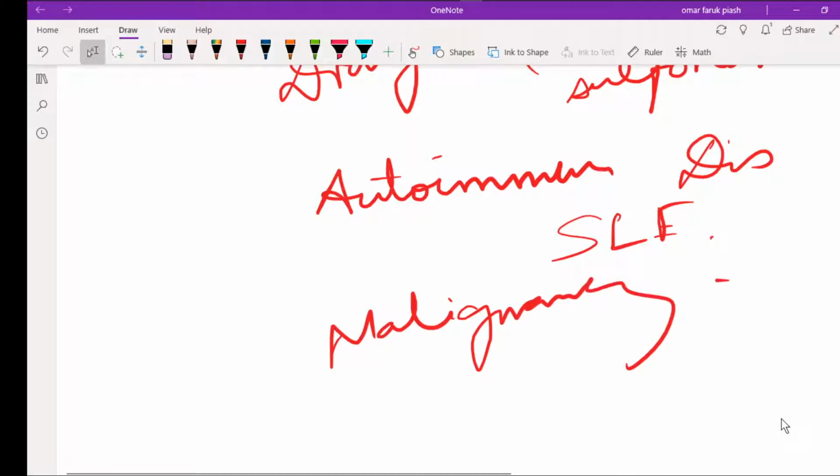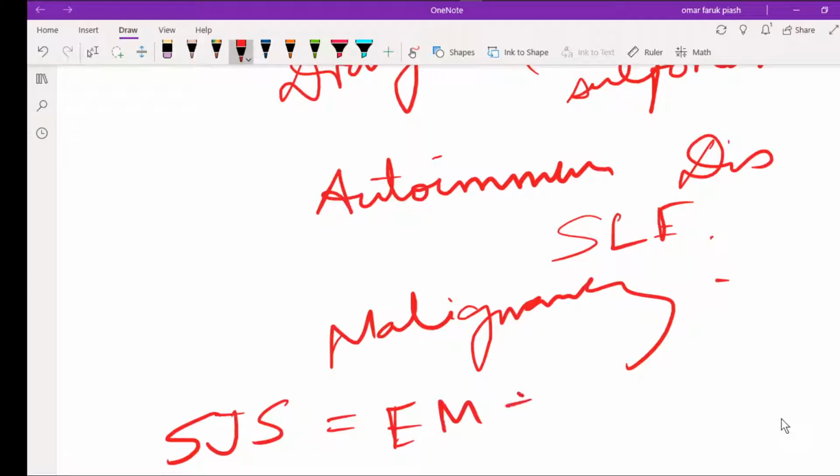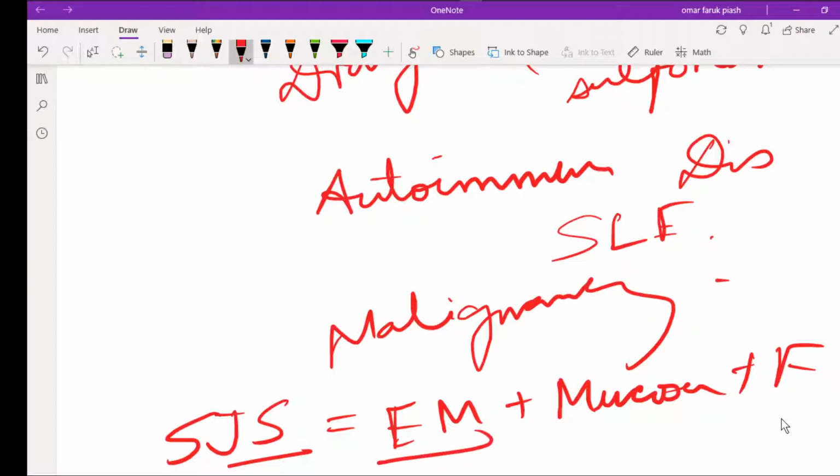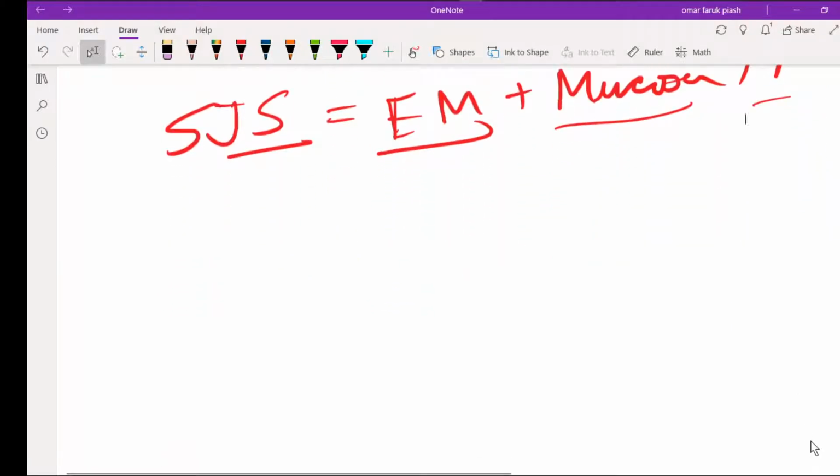And erythema multiforme with oral mucosal lip involvement and fever is termed Stevens-Johnson syndrome. That means erythema multiforme plus oral mucosal involvement plus fever. Toxic epidermal necrolysis is a kind of Stevens-Johnson syndrome.